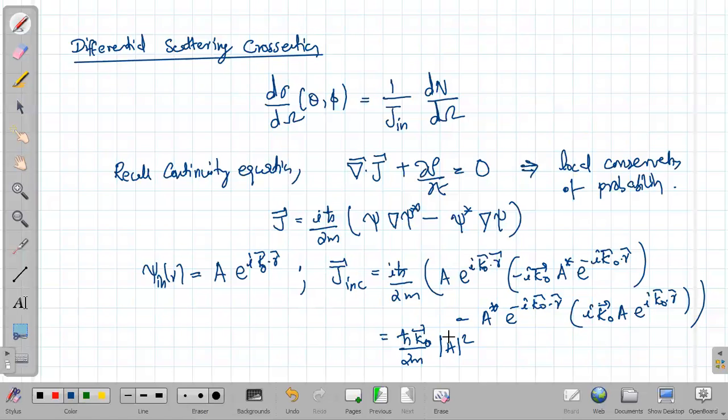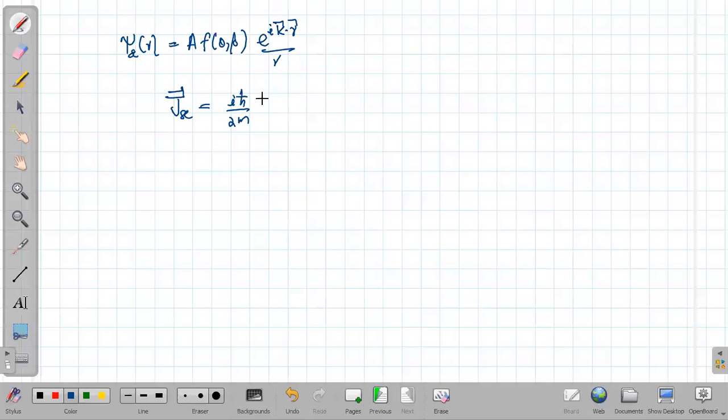Now what about the scattered flux? That would be j scattering. First of all, what would be our scattering wave function? It is a f of theta phi e raised to i k dot r by r. Now we can find j scattering, again by definition, i h cross by 2m, psi scattering del complex conjugate of psi scattering minus complex conjugate of psi scattering del psi scattering.